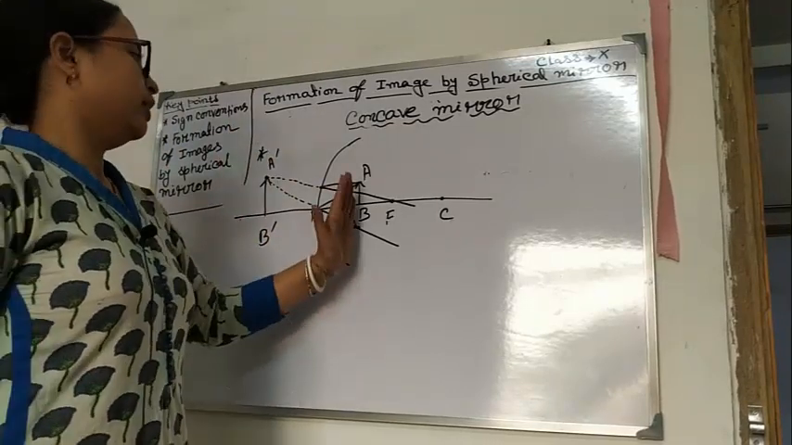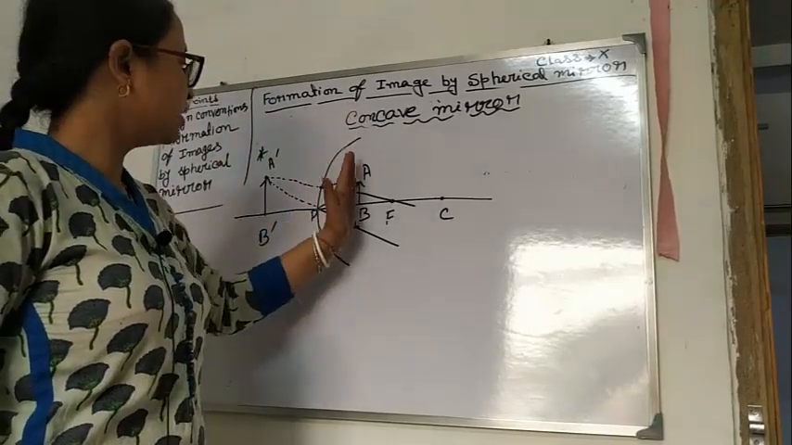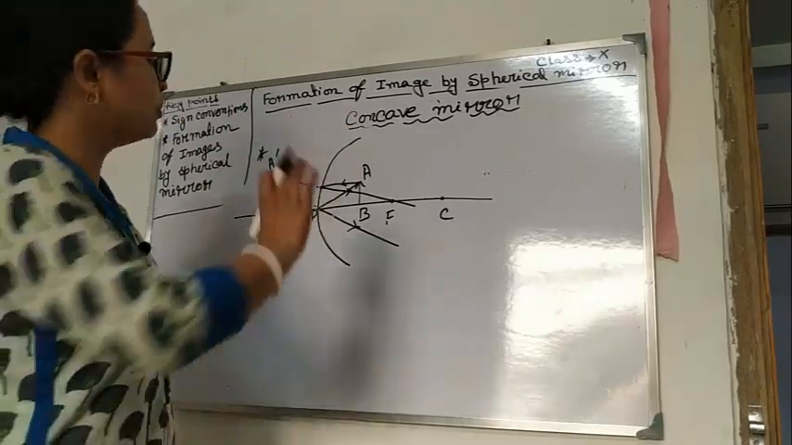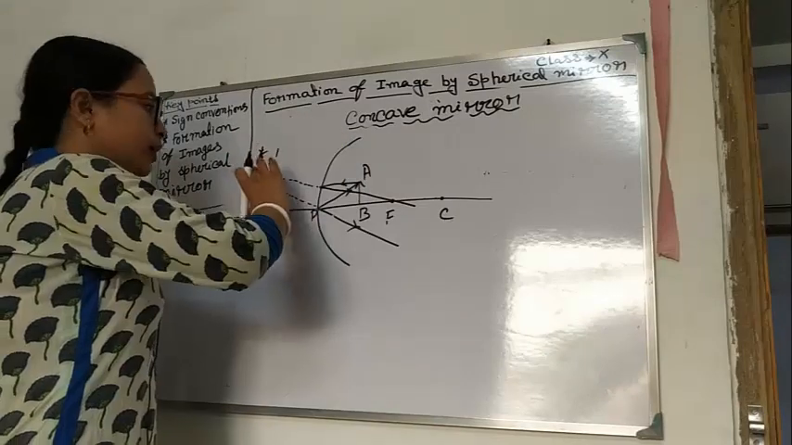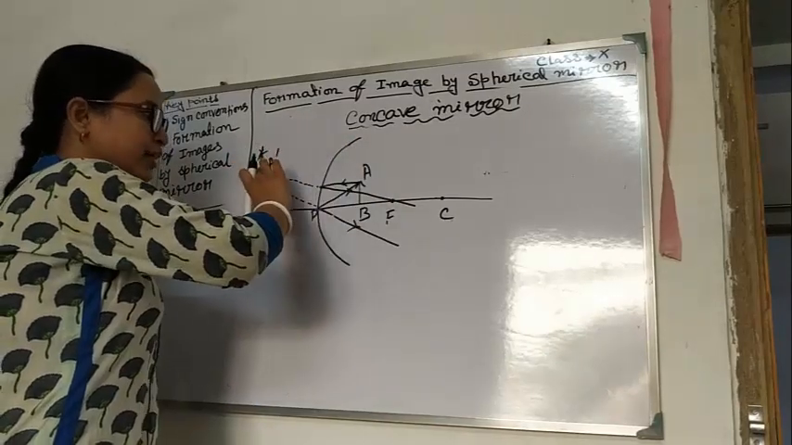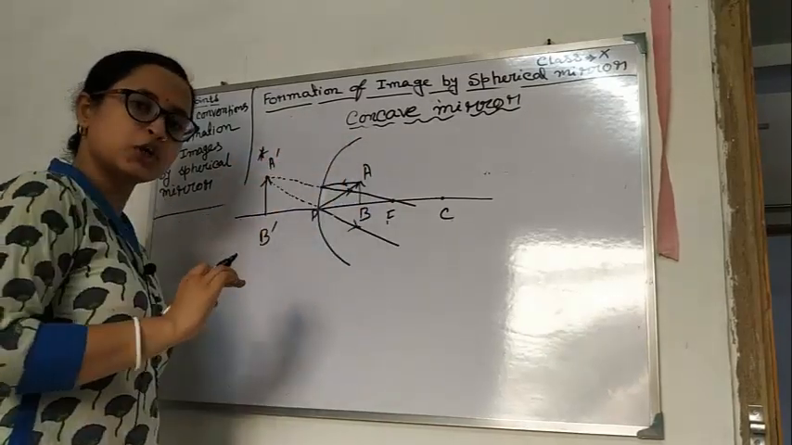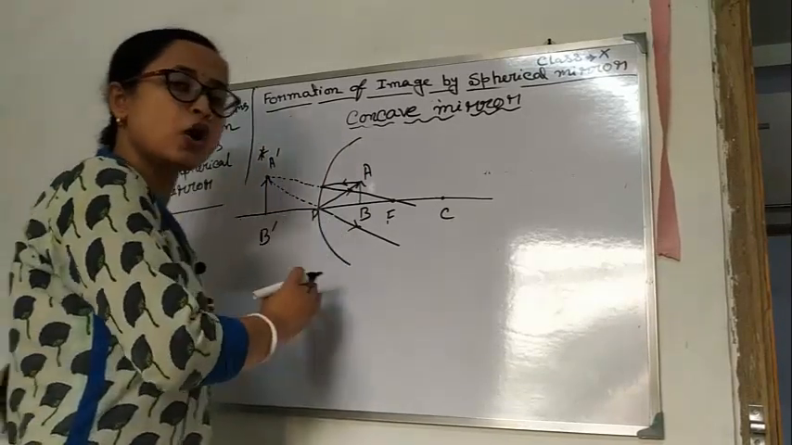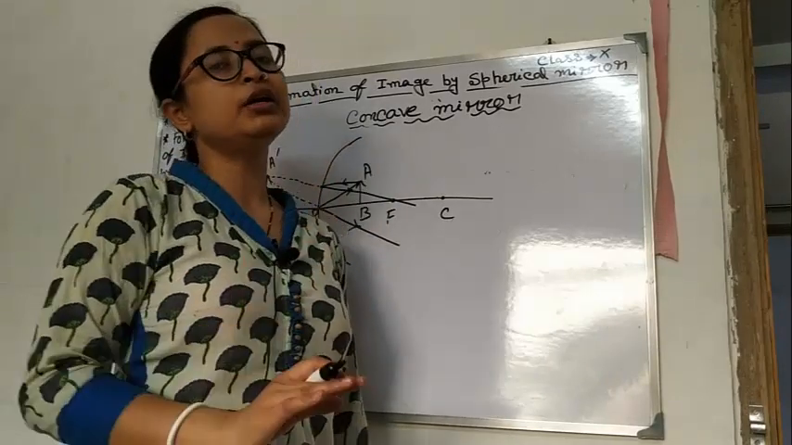Erect means the object is vertically upward and the image is also vertically upward. It is known as erect. The image formed is erect and magnified, that means the size of the image is greater than the size of the object. And what is the position of the image? The image will form behind the mirror.